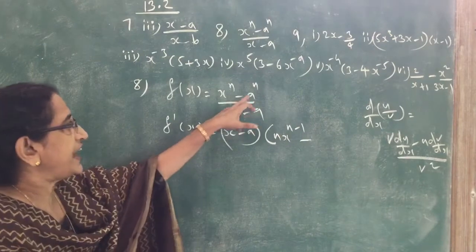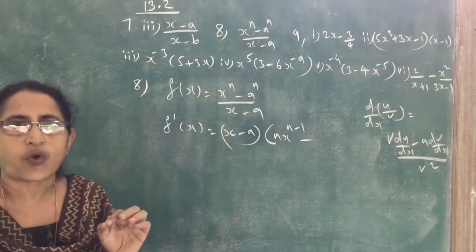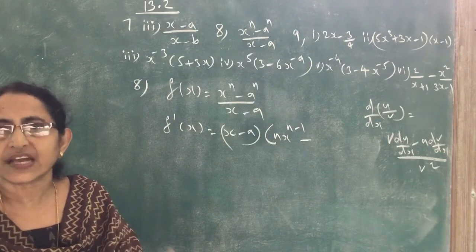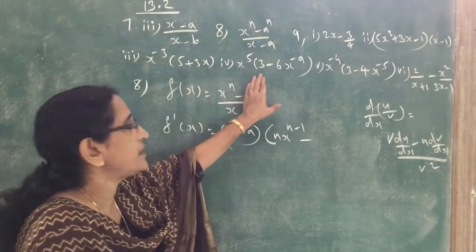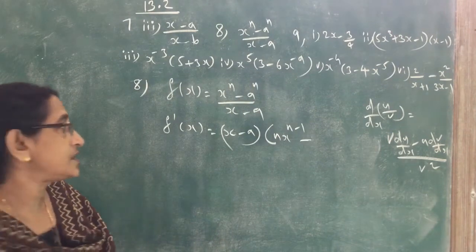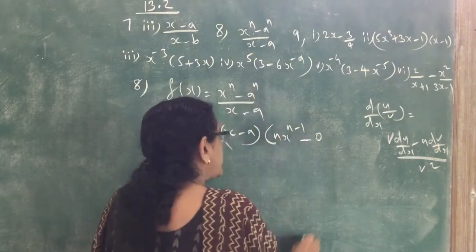Now derivative of a raised to n. Remember, whenever a is constant, a raised to n is also constant. So derivative of a constant is 0. So derivative of a raised to n is 0. Don't write n a raised to n minus 1 since it is a constant. A raised to n is a constant, so the derivative is 0.